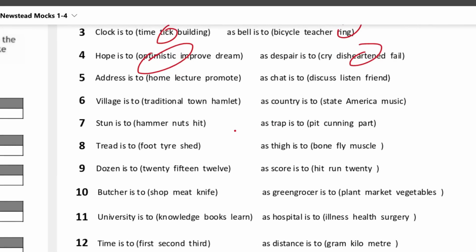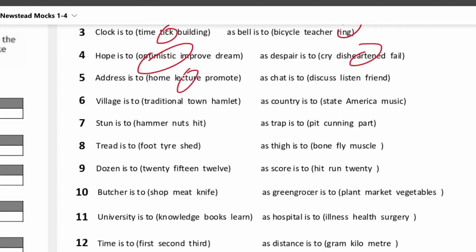Question number 5, address is to something, chat is to something. If you address the public, that means you are lecturing them on something. You're not purely promoting, because address means to educate someone, sort of, or if you address someone directly. If you're addressing them on a specific topic, you are lecturing them on it.